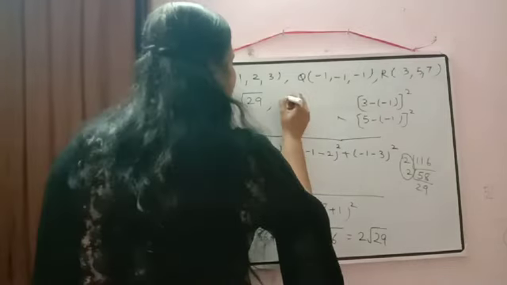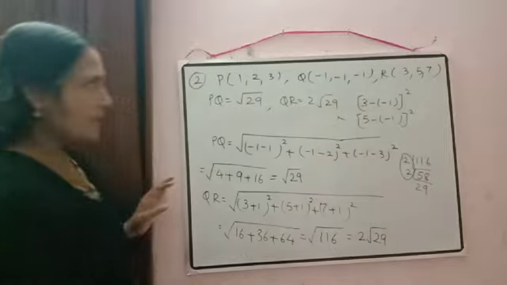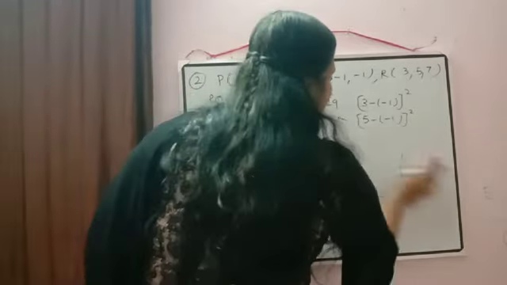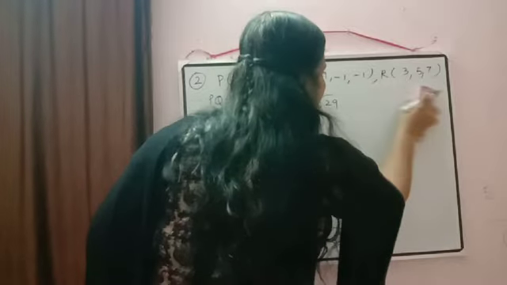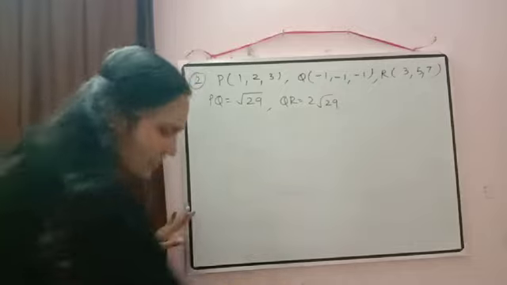So we got here QR is equal to 2 root 29. Next, which one is left? Yes, PR is left there. So now we will check what will be the value of PR. So write down all of you.